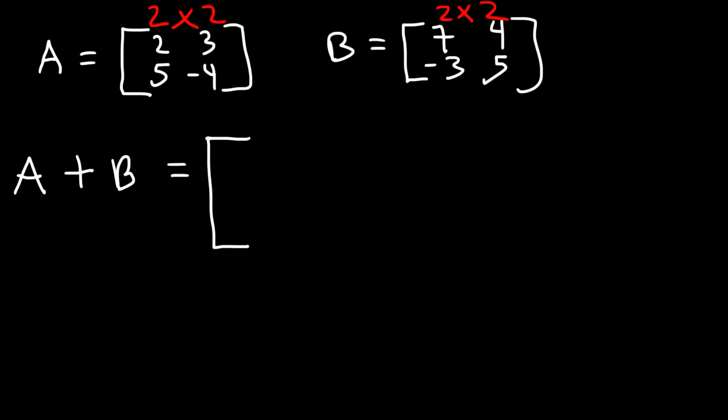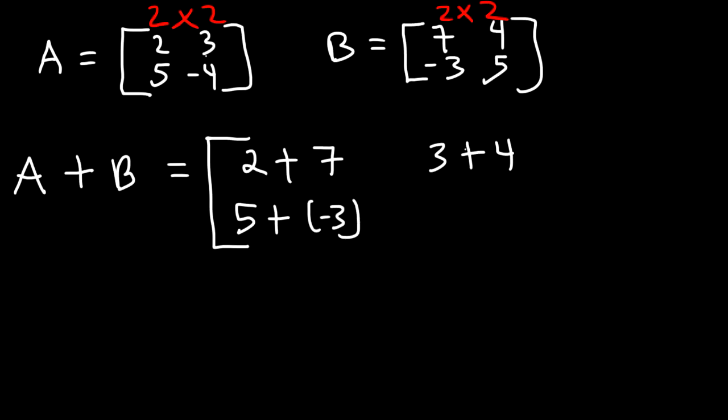So the first element, the one in the first row, first column, we need to add with element B11 in the first row and the first column. They have to match. So this is going to be 2 plus 7. In the first row, second column, it's going to be 3 plus 4. And then 5 plus -3. And for these two numbers, in the second row, second column, the result will remain in that position, second row, second column.